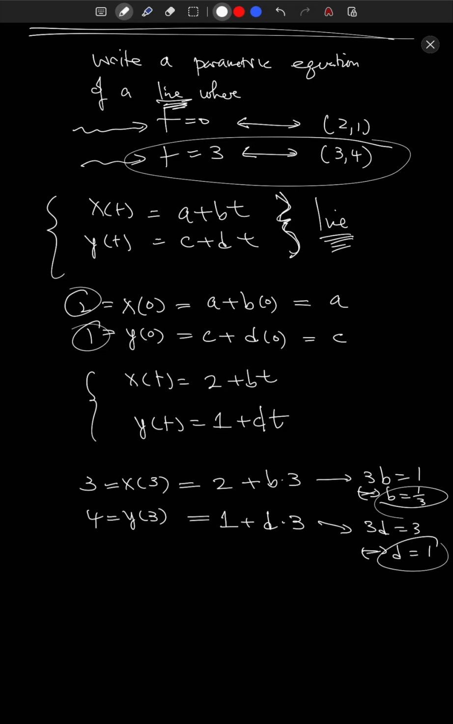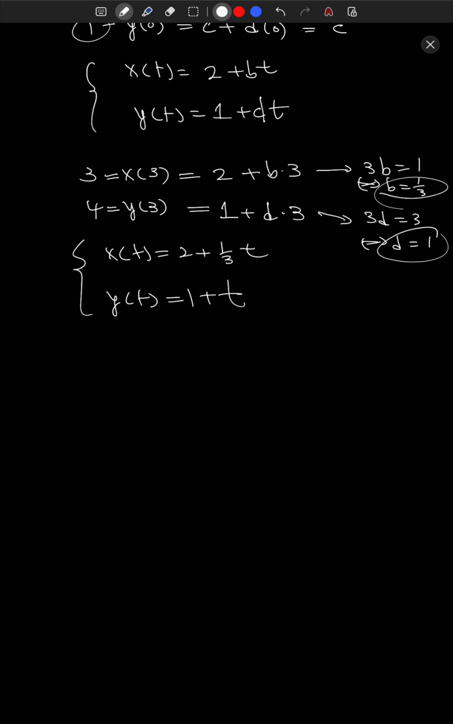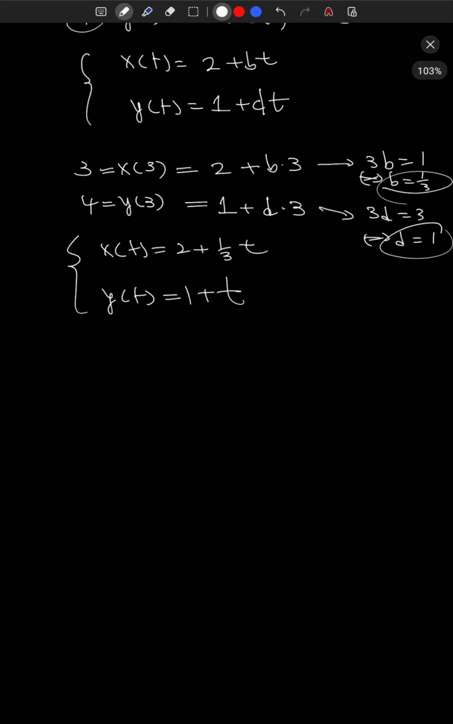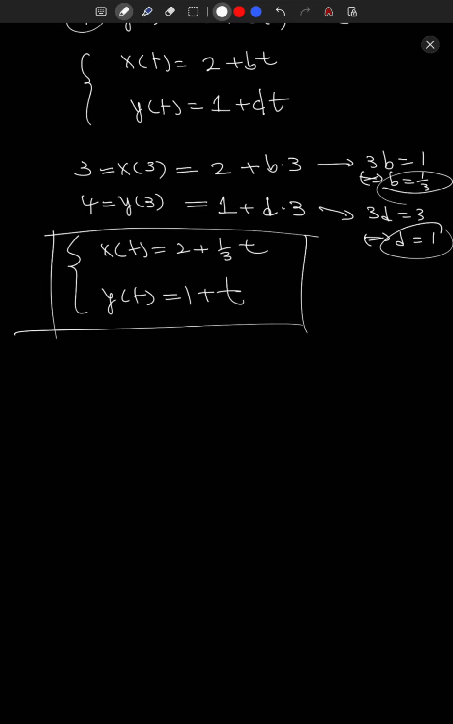All right. Okay, so now putting all our information together, we got x of t is equal to 2 plus 1/3 t, and y of t is equal to 1 plus t. All right, so this is our parametric equation describing our line.